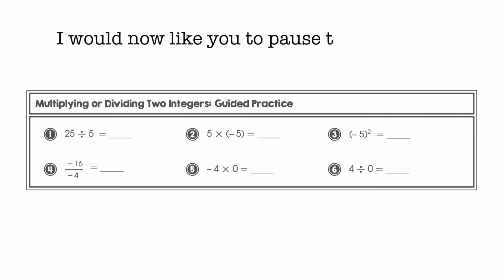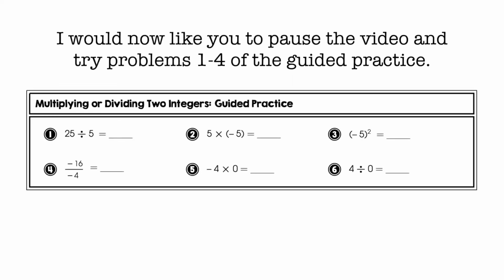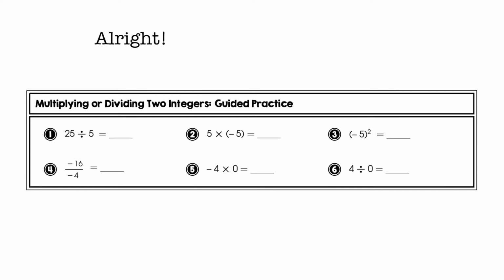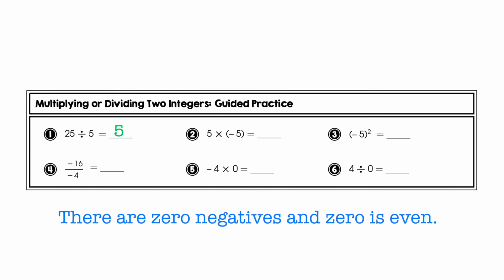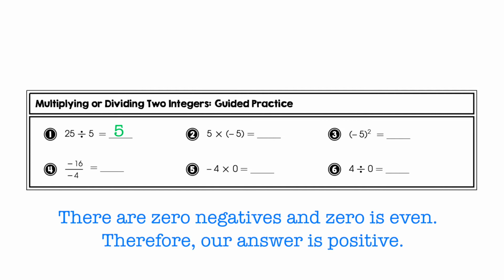I would now like you to pause the video and try problems 1 through 4 of the guided practice. Alright, let's look at this together. So for problem number 1, we have 25 divided by 5. Now, before 7th grade, you've solved problems like this, so there's no need to apply our rule. We know the answer is 5. But if we were to apply the rule, we have 0 negatives and 0 is an even number. Therefore, our answer is positive.